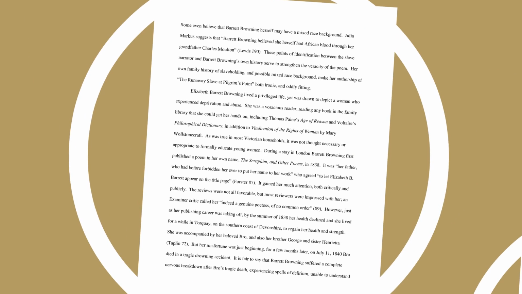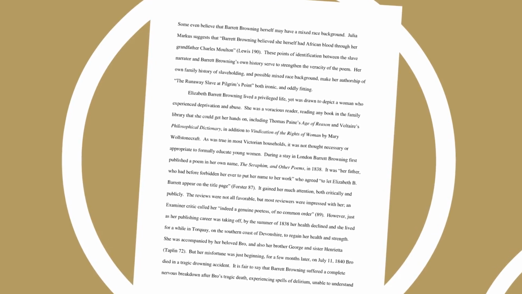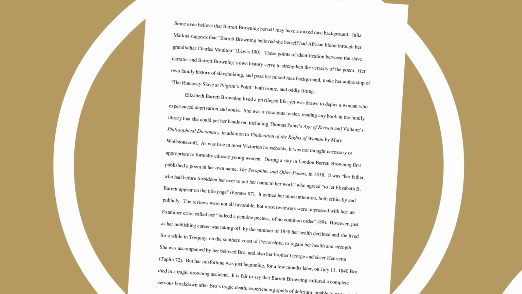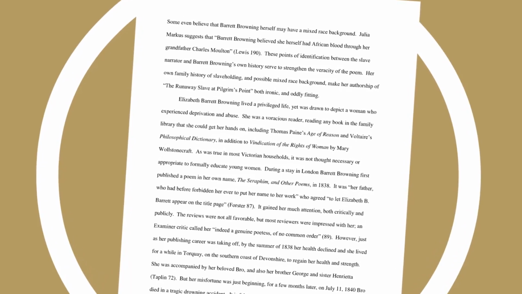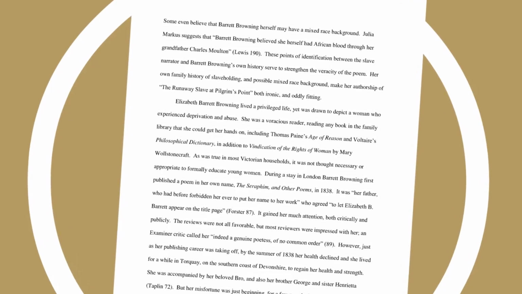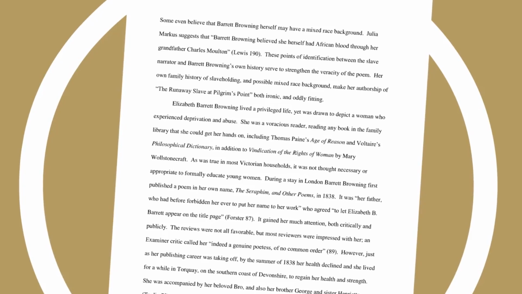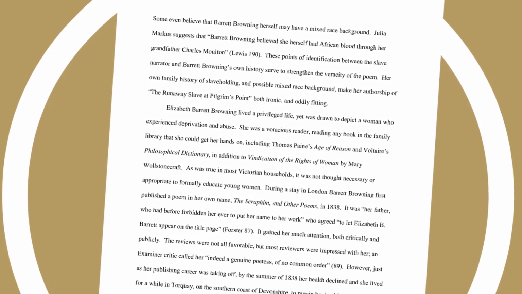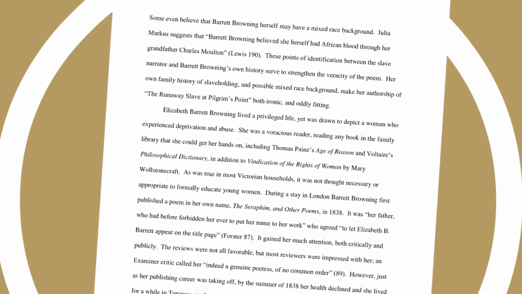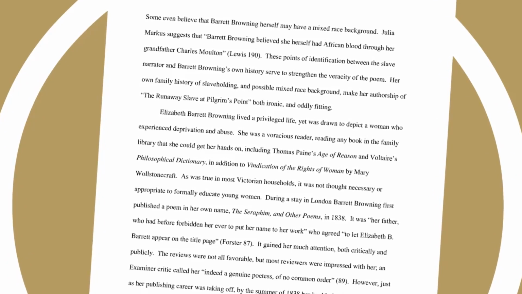Here's an example of one page from an essay I did in graduate school, and you can see on the second line that there is a quote incorporated into your writing, and that's what I want you to do. I don't want a quote as a standalone sentence. So you see it says, Julia Marcus suggests that Barrett Browning believed she herself had African blood through her grandfather Charles Moulton. End quote, parentheses, author's last name, space, page number, period.